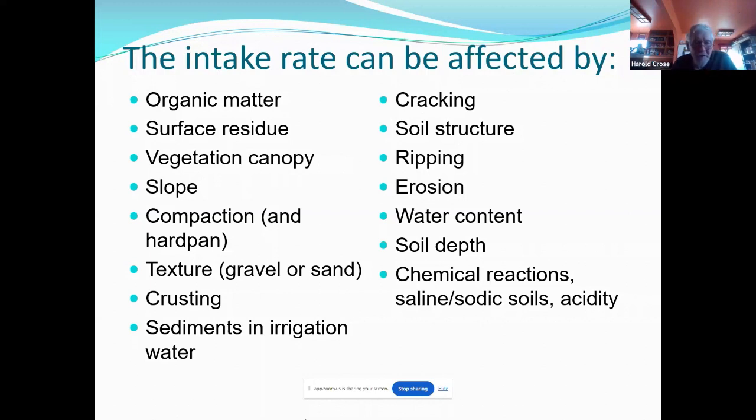Texture, of course, gravel or sand. Crusting on the soil surface is something to pay attention to. Sediments in the irrigation water. If you're pulling water out of a stream, or in some cases even ponds that have wind action to stir up the sediments, that can be a problem for your irrigation system, wearing out your nozzles and those types of things. But we'll talk a little bit more about that during the operation and maintenance part of this program.